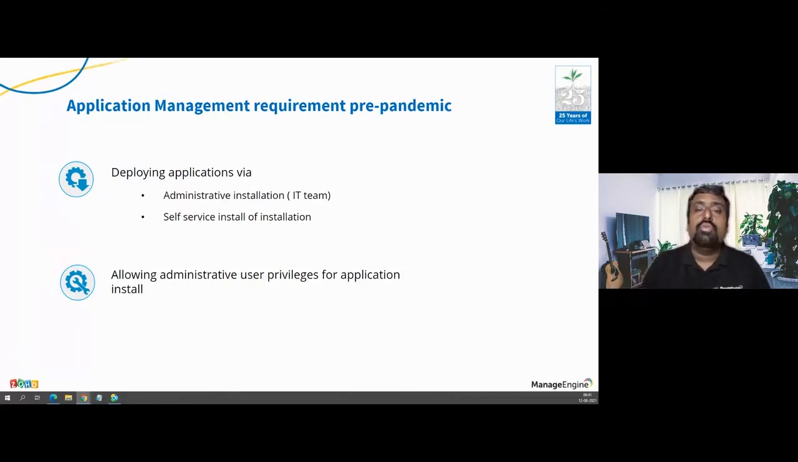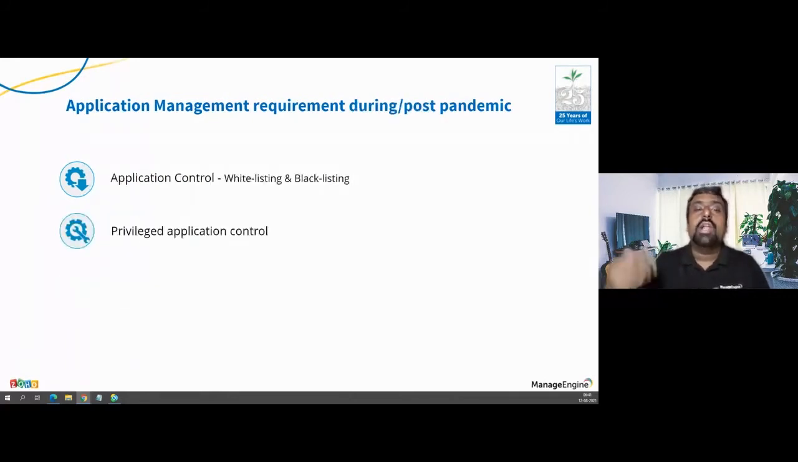But we have also moved into an application control environment where blacklisting and whitelisting of applications takes place. You can go ahead and block the unnecessary applications. How our product works is that it blacklists and whitelists applications according to your need. We also have something called privileged application control, where I don't have to provide elevated privilege for the users anymore, or for specific groups anymore.